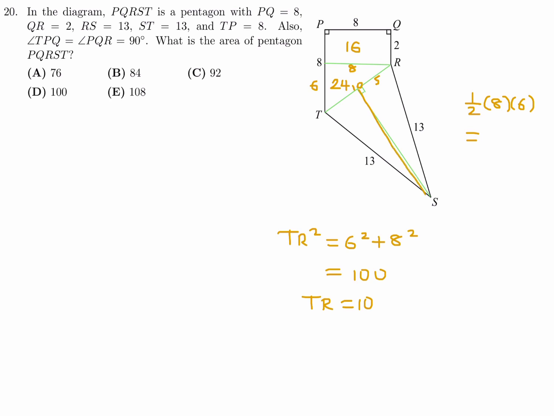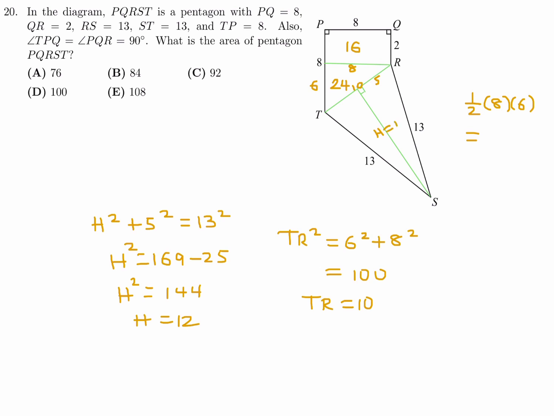And now I can get the height, if I just call it h for height. h squared plus 5 squared is equal to 13 squared. So h squared is 169 minus 25, and that's 144. So therefore, h is equal to 12. All right, h equals 12. Okay, so the area of that triangle, this one right here, can be calculated again, 1/2 base times height. The base is 10, and the height I just got is 12. So that's going to be 60.